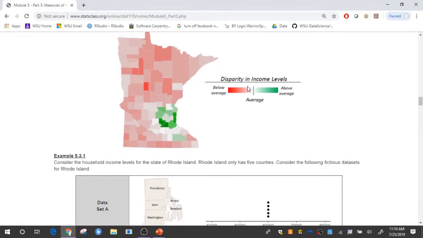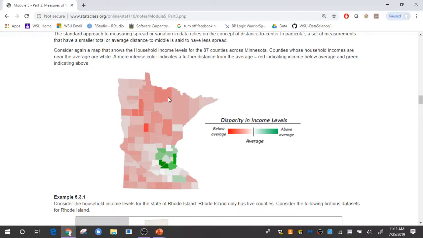Okay, so there's the income levels for Minnesota. The darker the red, the more they are below the average, and the darker the green, the more they are above the average income levels. So you can see that for Minnesota anyway, income levels around the Twin Cities, kind of the outer edge or the suburbs of the Twin Cities, tend to have fairly high incomes. And then up here in northern Minnesota, there are some of the counties that are pretty low. These kind of surrounding the Twin Cities, a little bit further out, would be kind of typical values in terms of income.